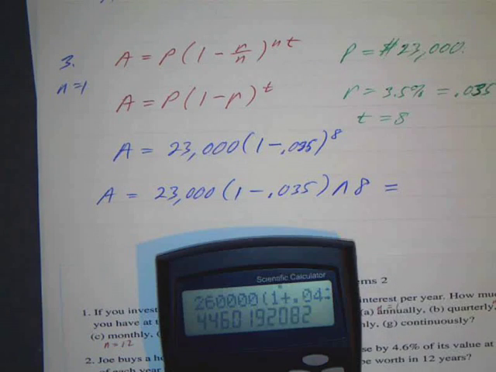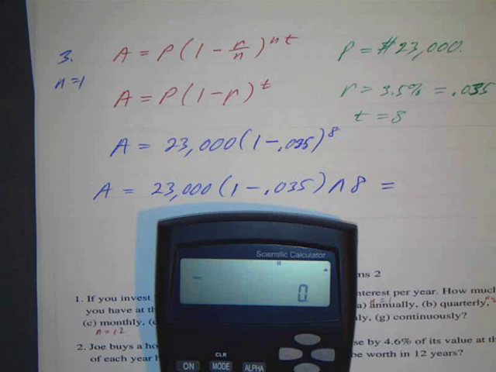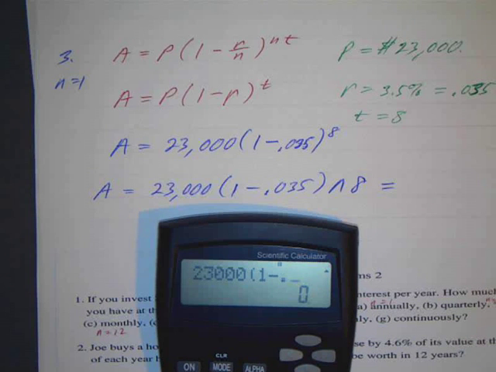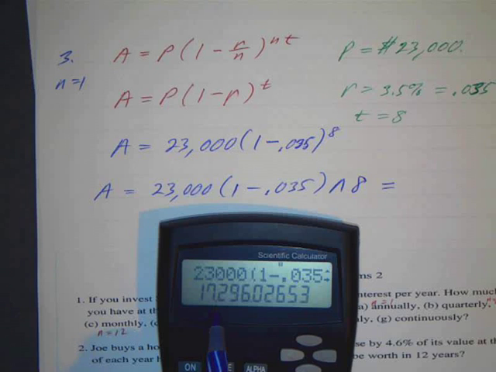All right, so let's get this done. And it's going to be 23,000, parentheses, 1 minus 0.035, that's 3.5%, parentheses, and then caret, my trusty caret over there, caret, and 8 years. Okay? And we get 17,000, there's a comma there, 296, and since this is bigger than 5, I add 1, so 3 cents.